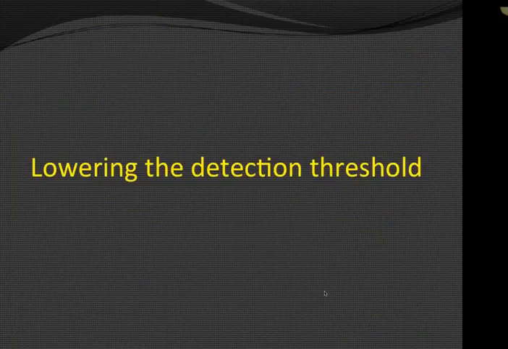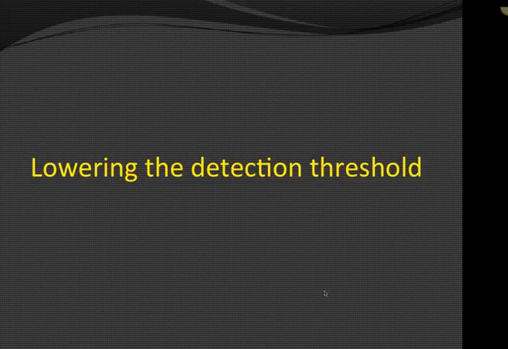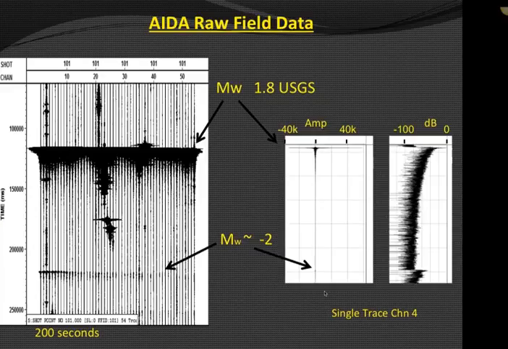Next slide. So I want to first talk about lowering the detection threshold because of our really close station spacings. Next slide. And these, again, are just raw field data. At the left, you see, I think that's 55 stations there and about 200 seconds of data. You can see a very, very strong event. That event had a magnitude of 1.8 according to the USGS. And then just a couple of minutes later, you see a much, much weaker event going across our array.